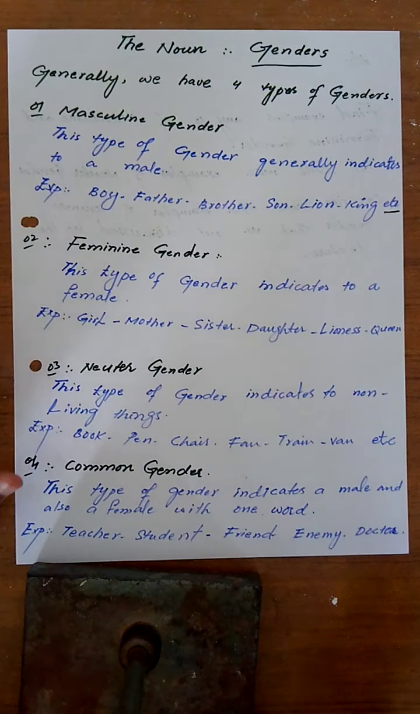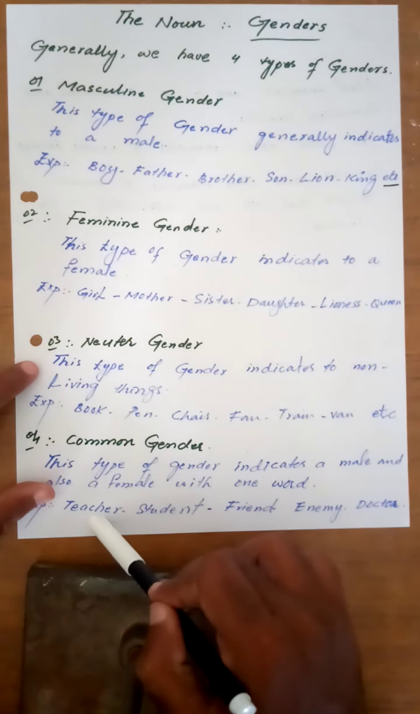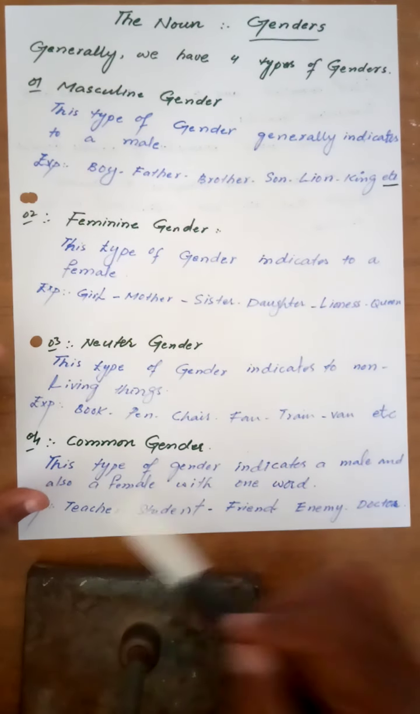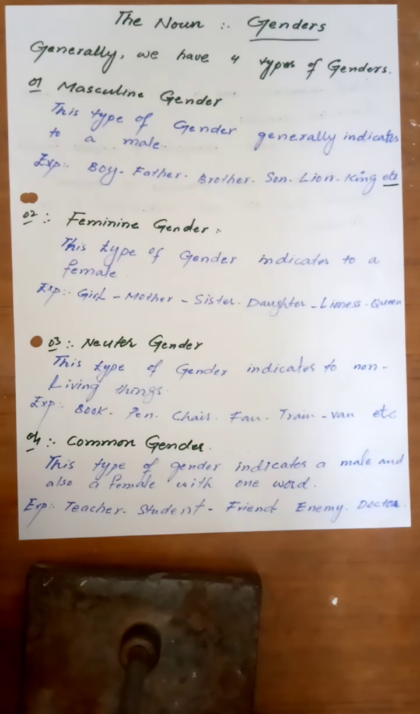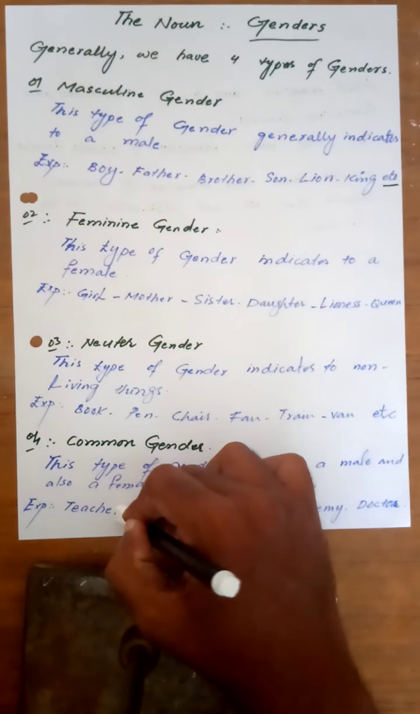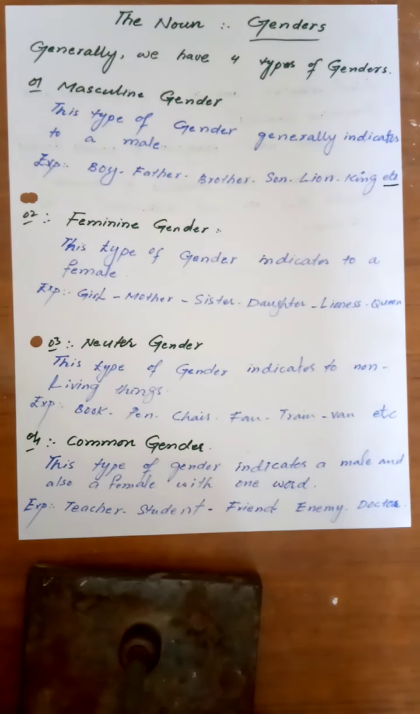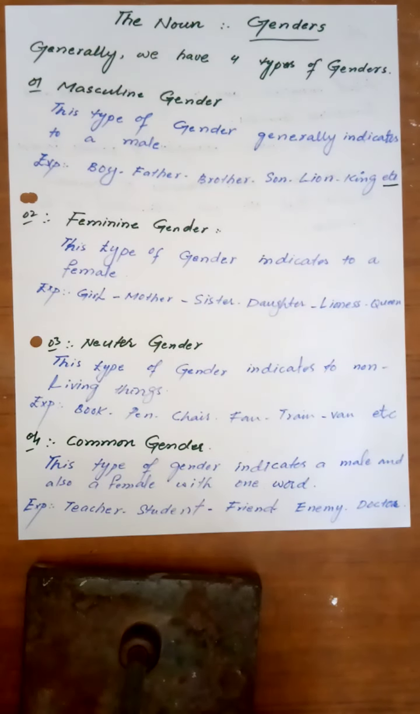Okay, so how does it define masculine and feminine gender? First of all, watch the example. Teacher. What is it? Teacher. The word teacher defines sir in masculine gender and madam in feminine gender. But when you say teacher, it defines both sir and madam. The word teacher you can use for a male teacher and also for a female teacher.